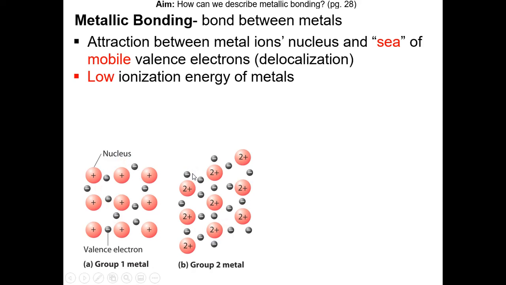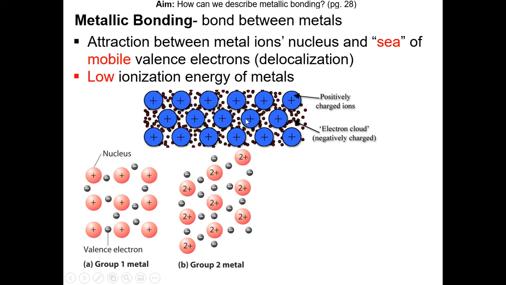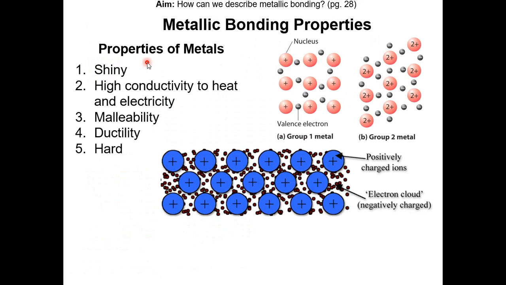Here's a diagram showing the metallic bonding that occurs in metals. It typically includes the metal's nucleus, which is positively charged, and the electrons, which are negatively charged, that are mobile, that are moving around. Here are the properties of the metals. They are shiny, high conductivity to heat and electricity, they're malleable, they're ductile, and they're hard. So why do metals have these properties? In order to explain it, we need to look at the structure of metallic bonding.